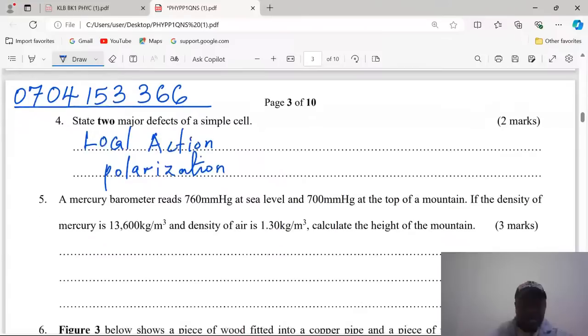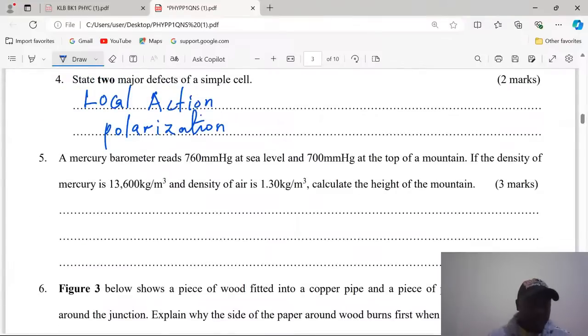Polarization. Those are the two defects of a simple cell. Okay, number 5, a calculation.